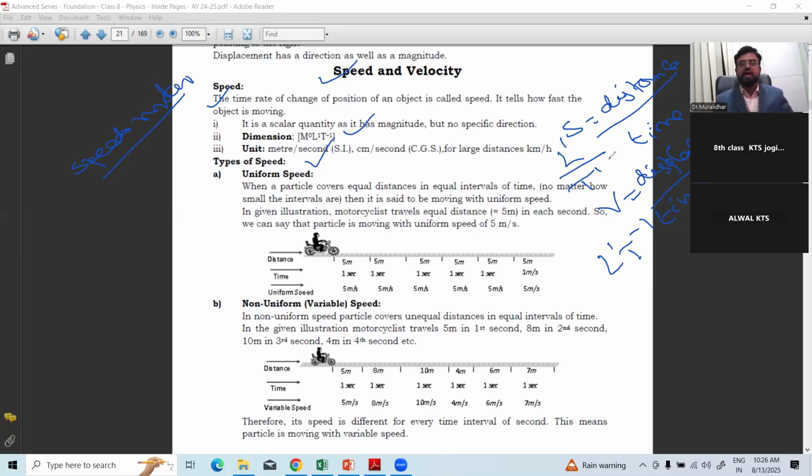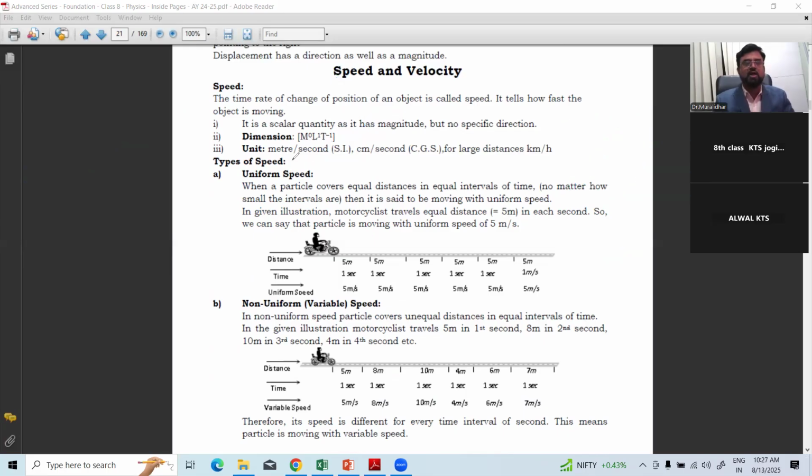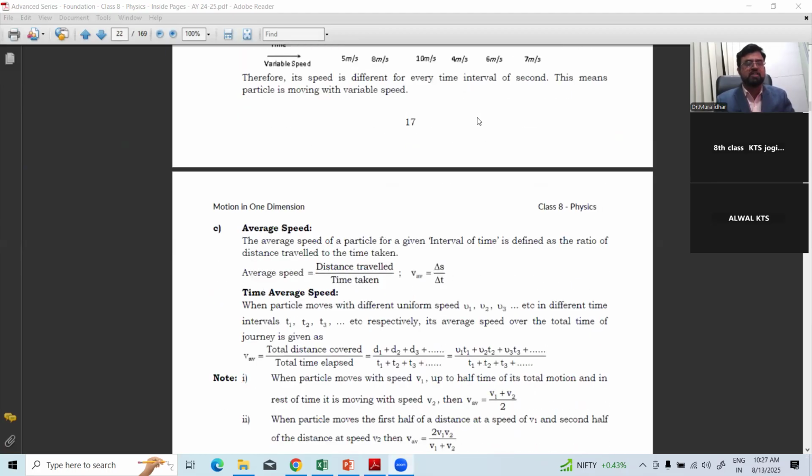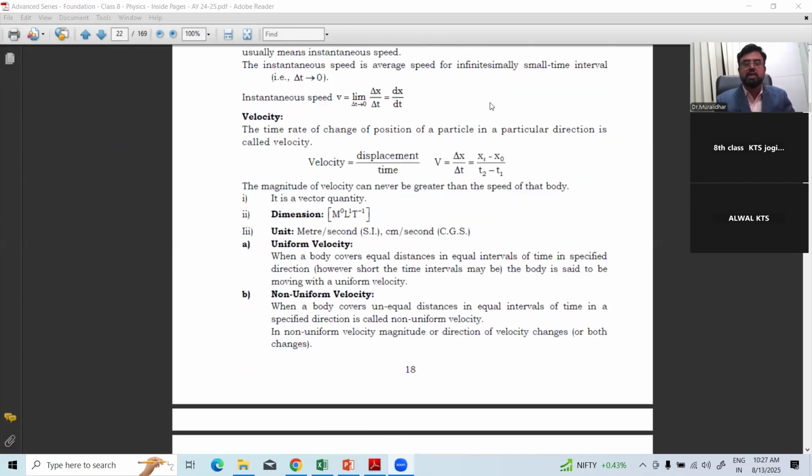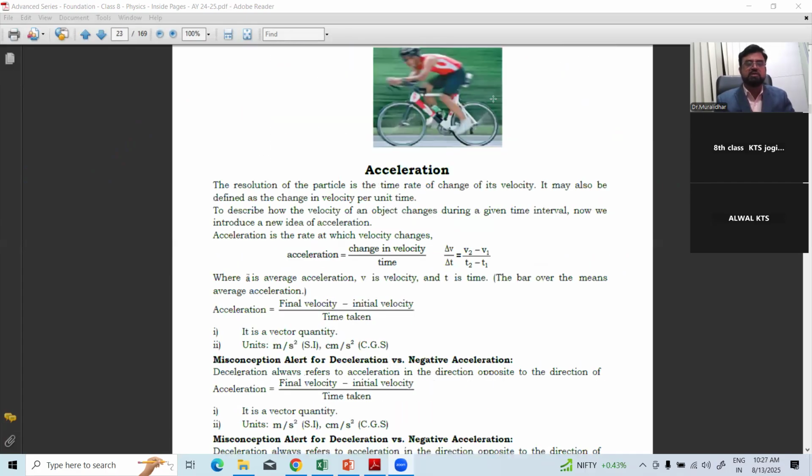There are different types of speeds you can see. Speed is not constant, so it changes. It may be uniform speed, non-uniform speed, average speed, instantaneous speed. So many types of speeds are there, and we'll discuss that in the next class. Speed is followed by velocity also. Once you see speed, velocity is the same: types of average velocity, instantaneous velocity.